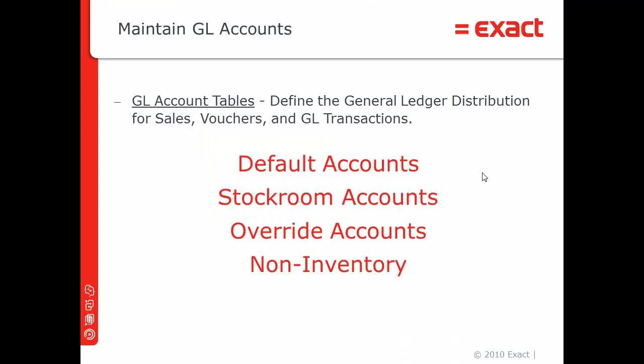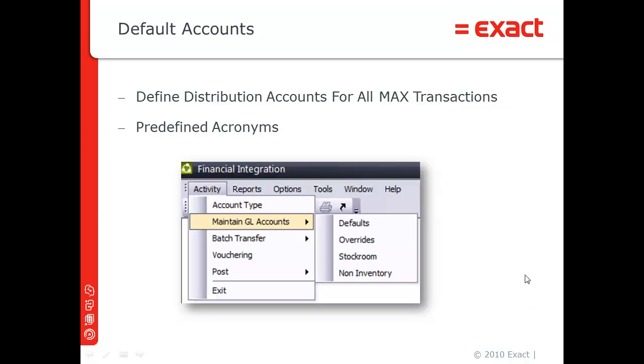The next thing is to maintain the GL accounts. The GL account tables define the general ledger distribution for sales, vouchers, and GL transactions. They are default accounts, stockroom accounts, override accounts, and non-inventory. The default accounts of MAX define the distribution accounts for all MAX transactions. They are predefined acronyms. You access them by going to the Financial Integration module, selecting Activity, Maintain GL Accounts, Defaults.